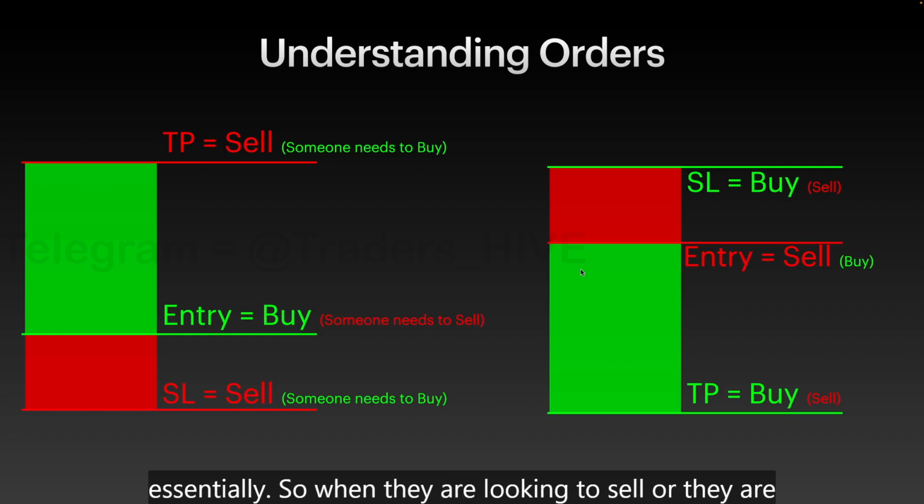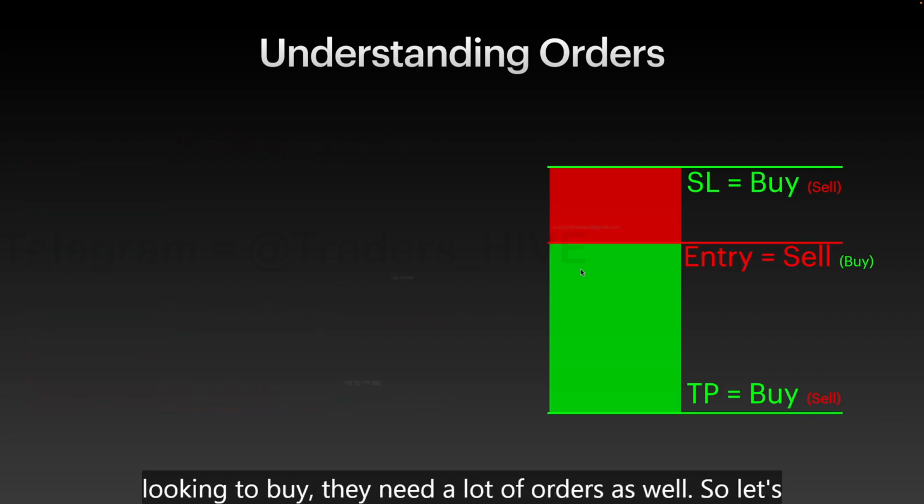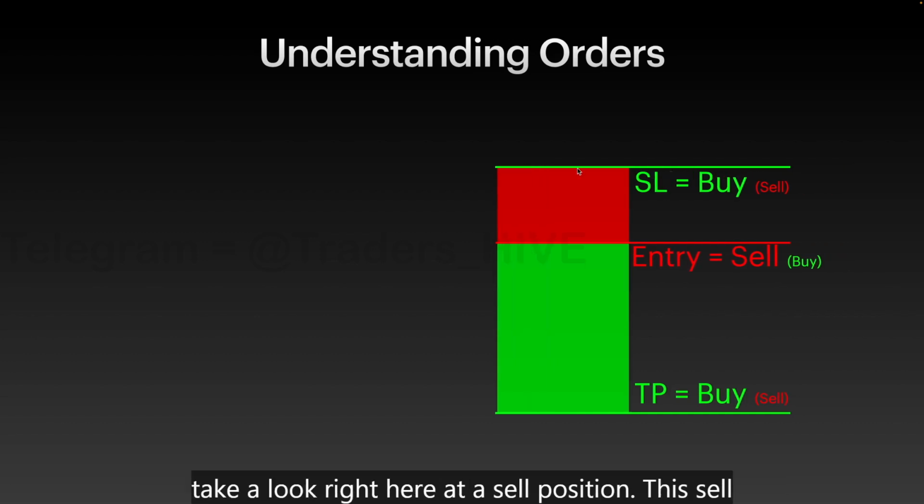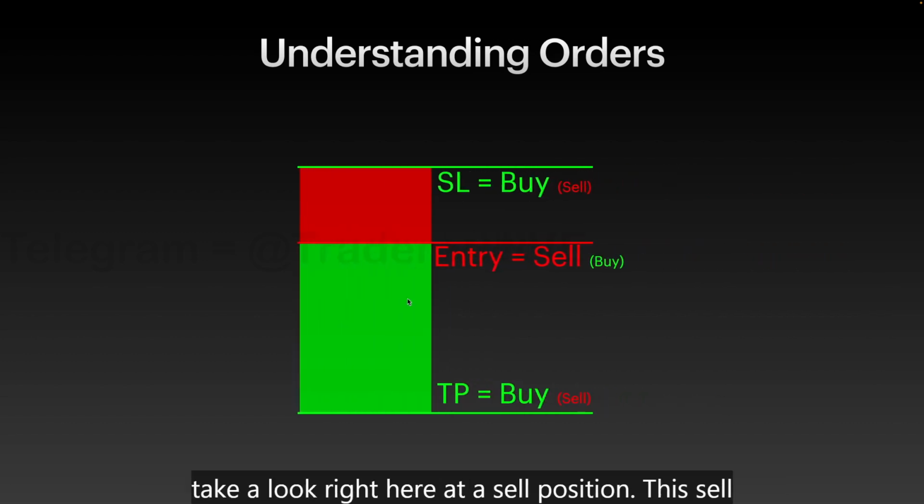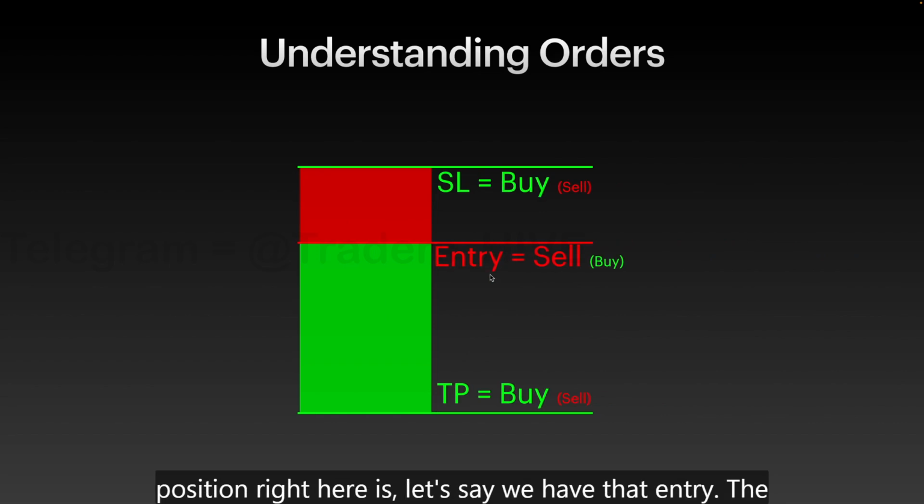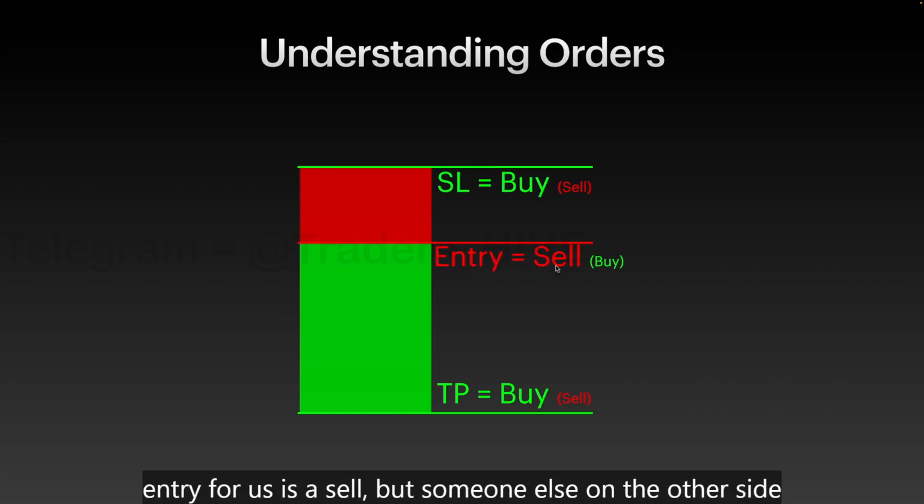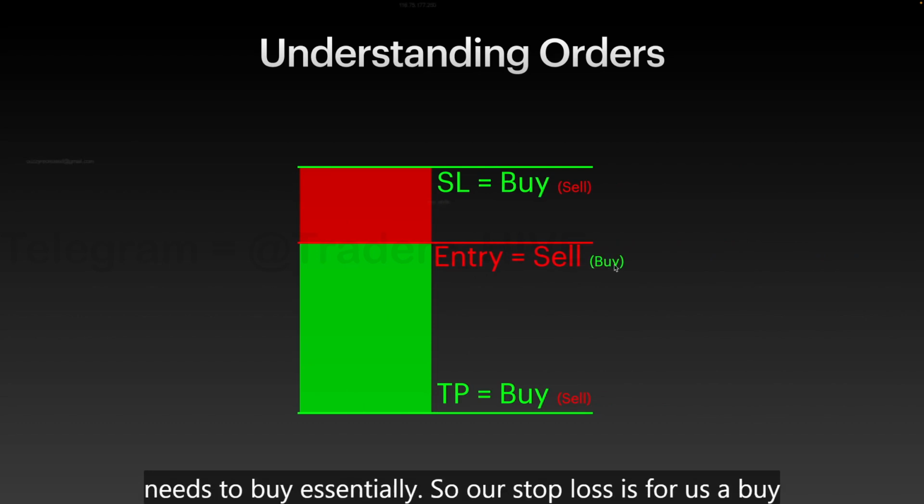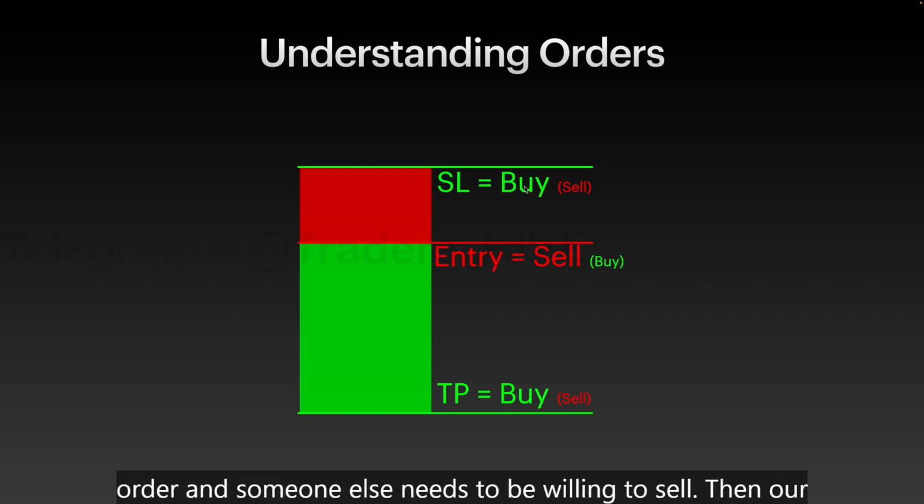So when they are looking to sell or they are looking to buy, they need a lot of orders as well. So let's take a look right here at a sell position. This sell position right here is, let's say we have that entry. The entry for us is a sell, but someone else on the other side needs to buy, essentially. So our stop loss is for us a buy order, and someone else needs to be willing to sell.